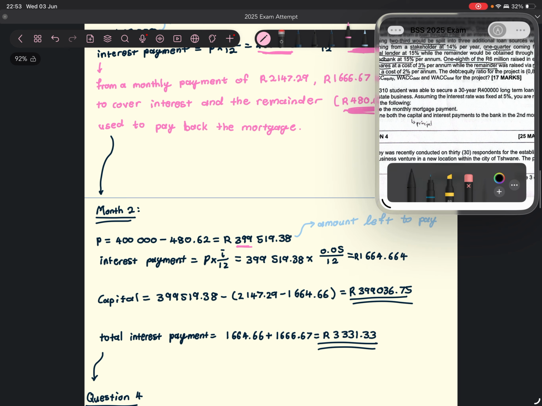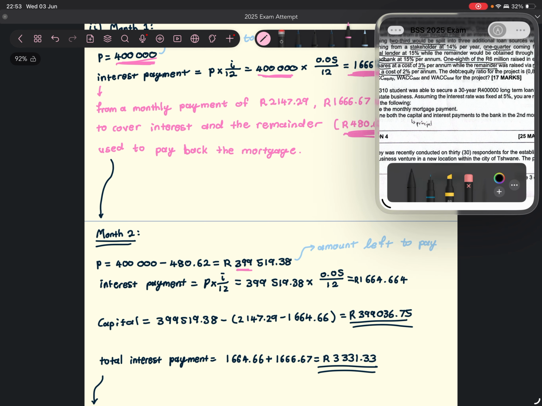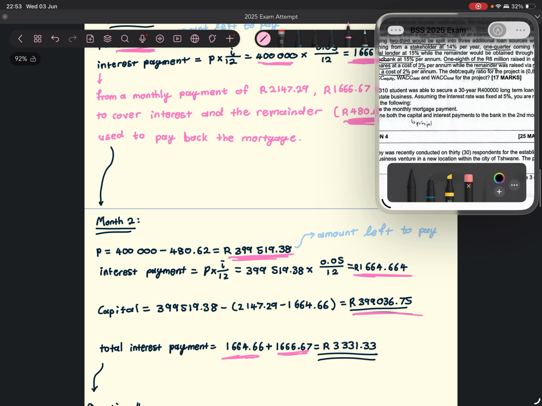Yeah. So to calculate the capital for this month, we're going to say this number here, the amount that we started with, subtracted by the amount that went into interest. That will be the capital. And then they want the total interest that was paid off, so the interest for month 1 plus the interest for month 2. And yeah, that's it.